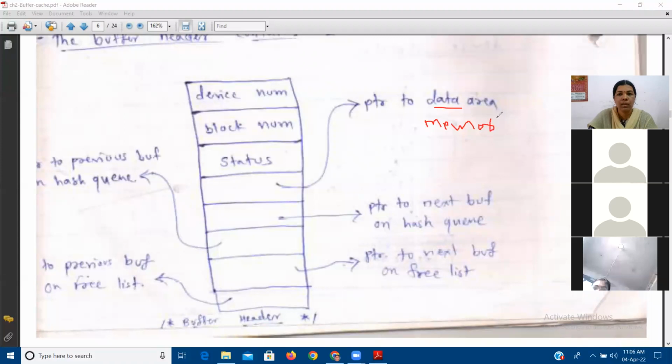This is called a memory area. It's also called a data area. So draw this diagram.